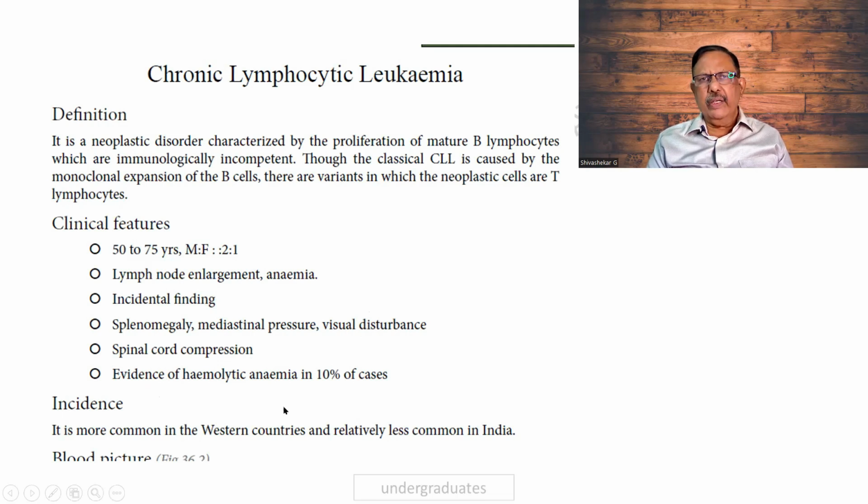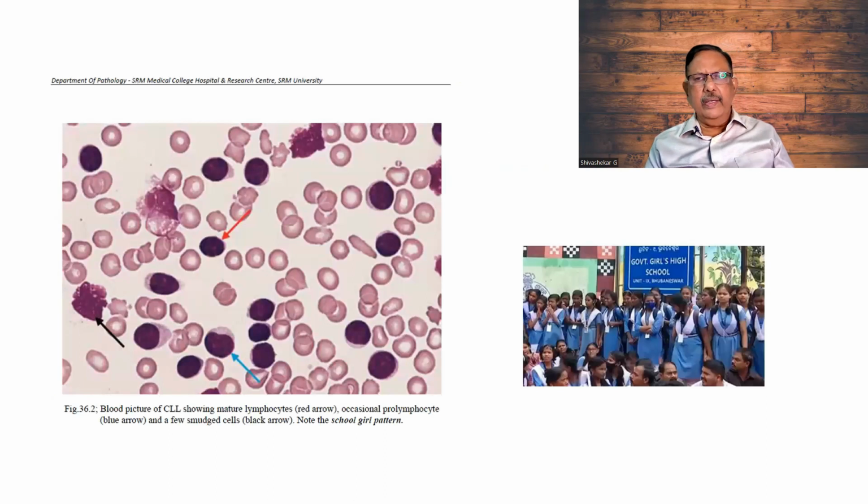Always try to have the clinical features in mind because your question can be a problem-based question. It is more common in Western countries, less in India, they say. This is the classical picture which I would like you to kindly describe. So, in this case, I am finding that there are a lot of cells resembling mature lymphocytes, which are increased. This orange arrow points to one classical cell.